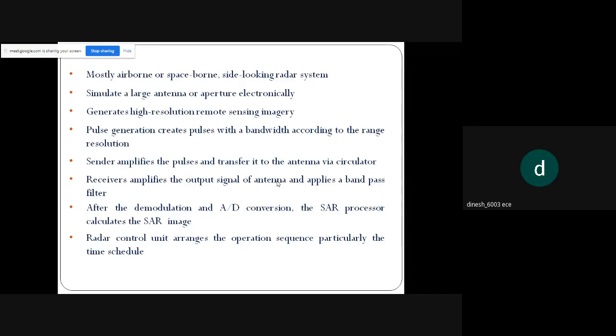control unit, which is used for arranging the operation sequence, particularly the time schedule of which time, and when it is being used.